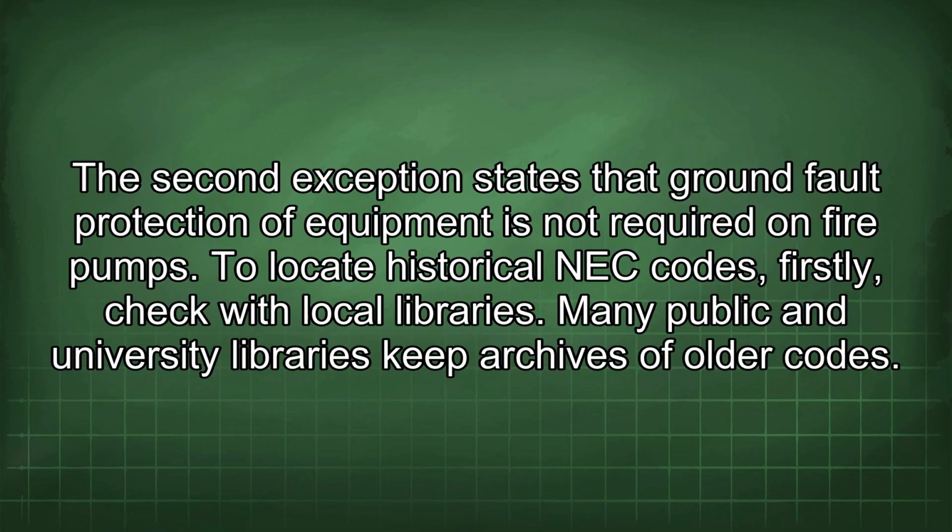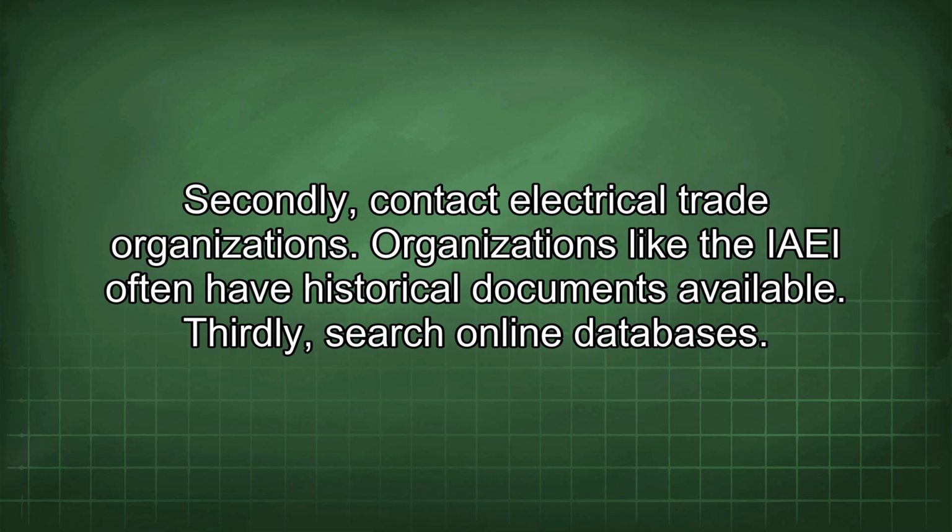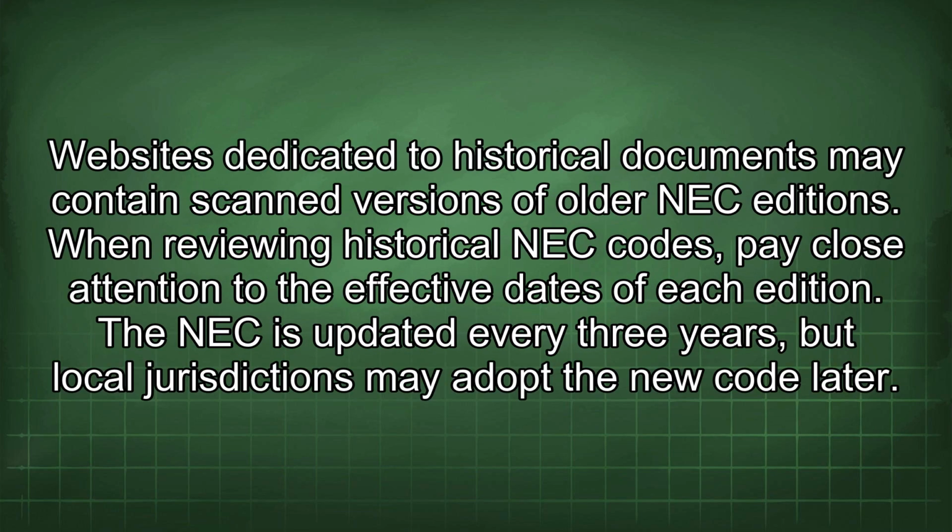To locate historical NEC codes, firstly check with local libraries. Many public and university libraries keep archives of older codes. Secondly, contact electrical trade organizations. Organizations like the IAEI often have historical documents available. Thirdly, search online databases. Websites dedicated to historical documents may contain scanned versions of older NEC editions.